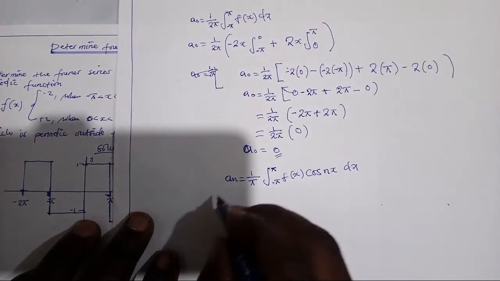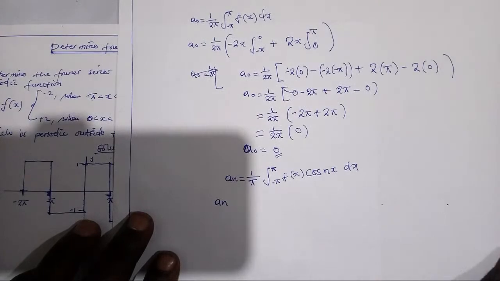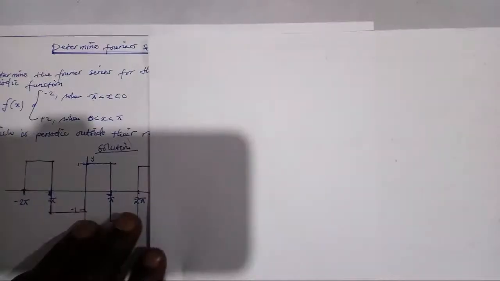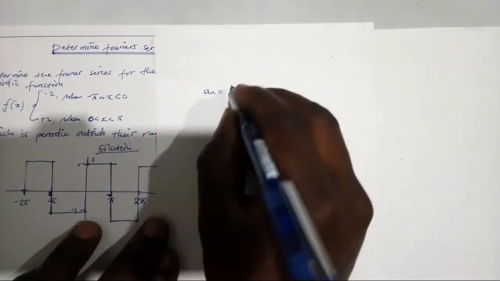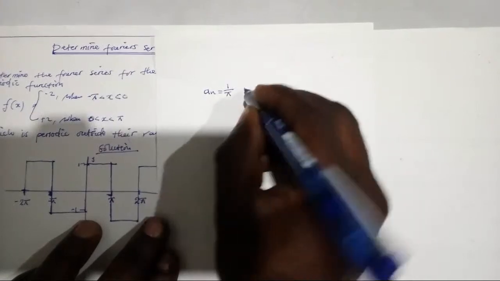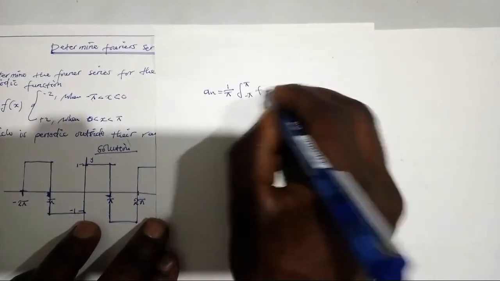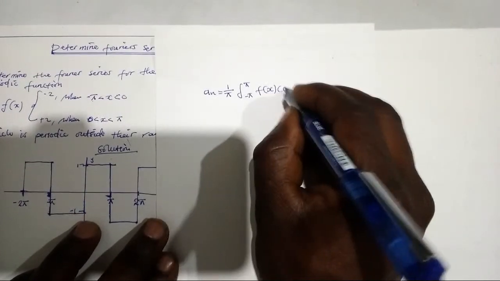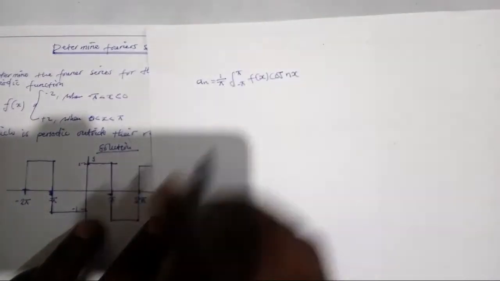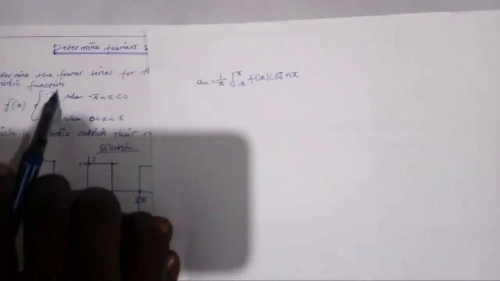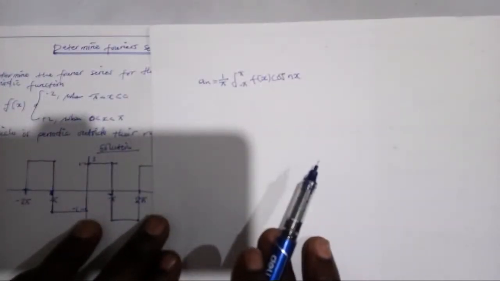In which a sub n, so let's take it here. So we have a sub n to be equal to 1 over pi, then the integral from minus pi to pi of f of x cos n x, okay? In which we are going to follow the same range which we have used here, from a sub 0, okay?